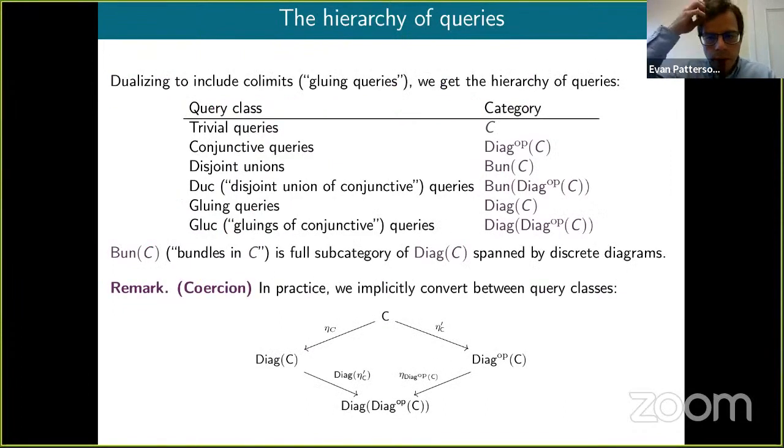Okay, but now we're really just getting started, right? So now that we sort of understand the basic way this works, we can really turn the crank on this and get a lot of different kinds of queries. So by dualizing, we can get what I'm calling gluing queries. It's not a standard term. I don't know that there is one. So these are what you get by using colimits instead of limits. And then we can also start to put these things together.